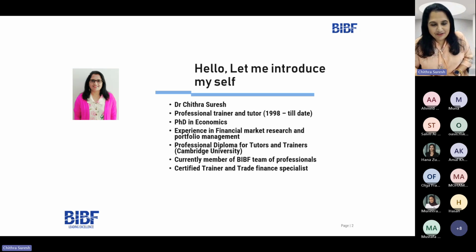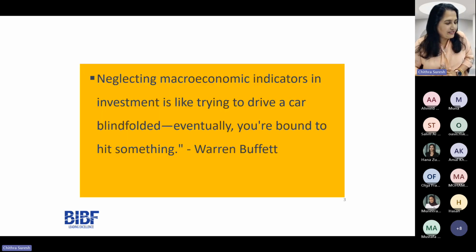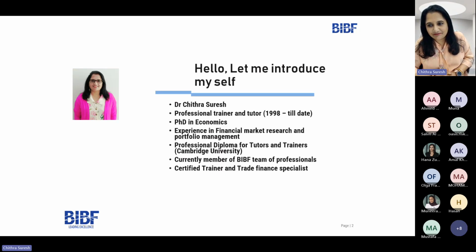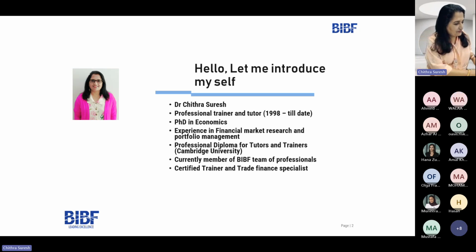So let's get into the macroeconomic indicators for our right investment. So fantastic. Let's start with what Warren Buffett has to say about investment.